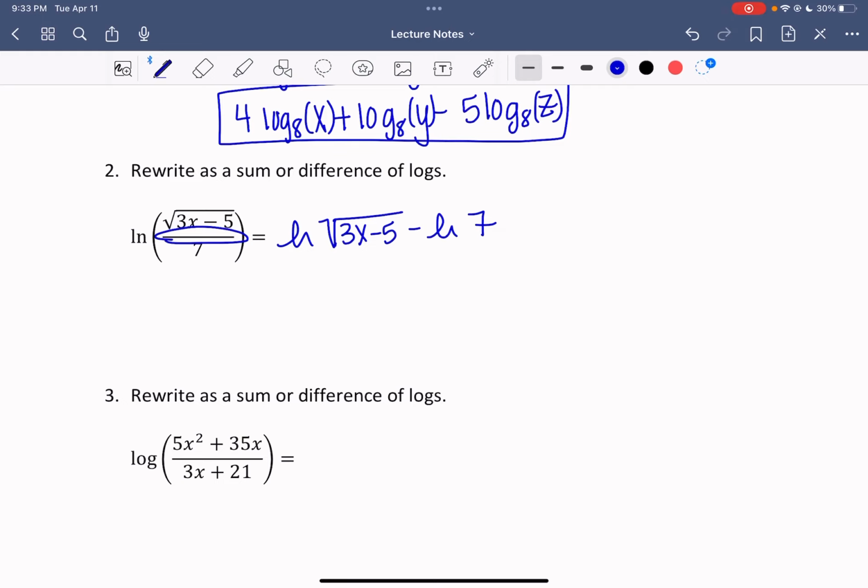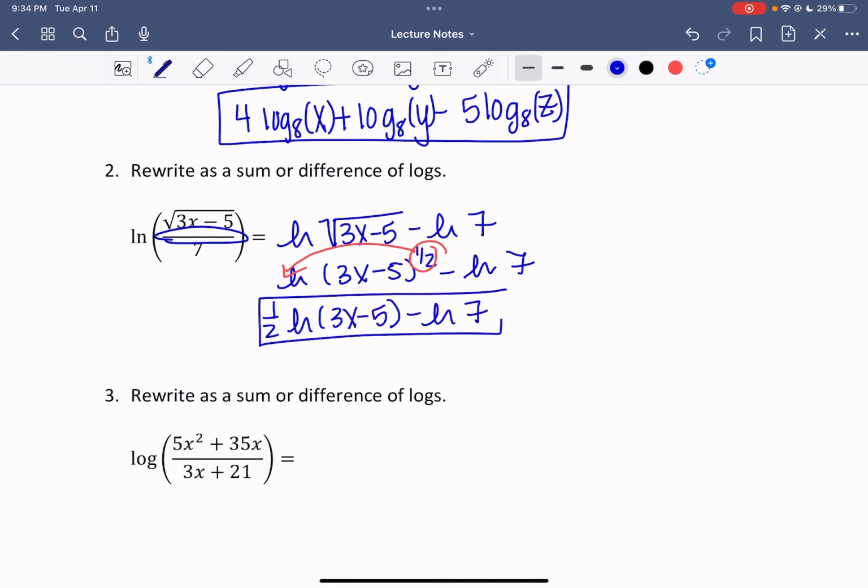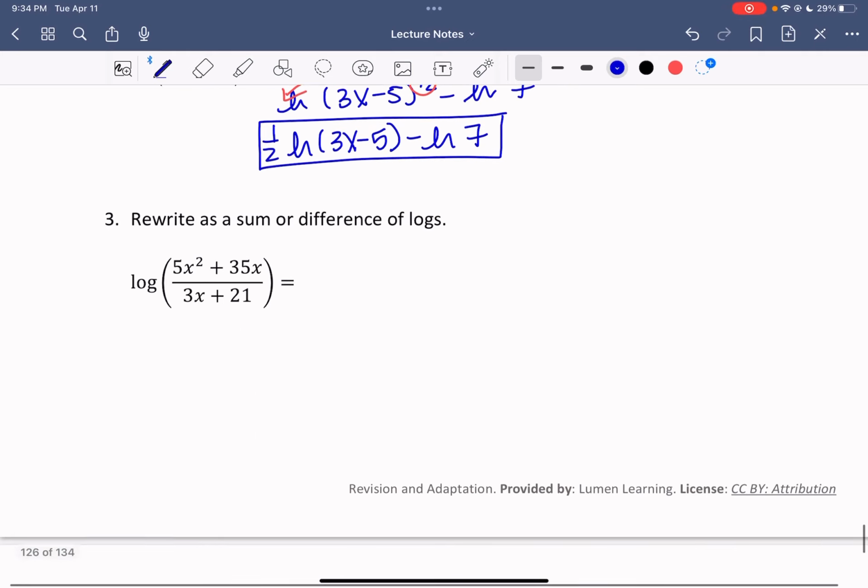Then I'm going to rewrite this radical. That's 3x minus 5 raised to the 1/2. And then I'm going to pull my exponent out front. So it gives me 1/2 ln of 3x minus 5 minus ln of 7. And that would be my final answer. I'm not solving for x in these. I'm just practicing my properties. Let's look at this next one.